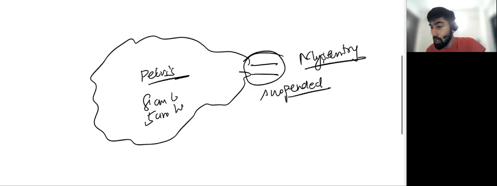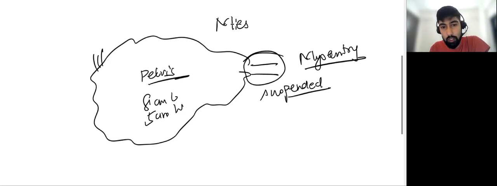Fine, mesentery. There is a mesovarium as well, right? What is the mesovarium? It helps in the attachment of the ovary to the walls of the abdomen. That is the mesovarium.